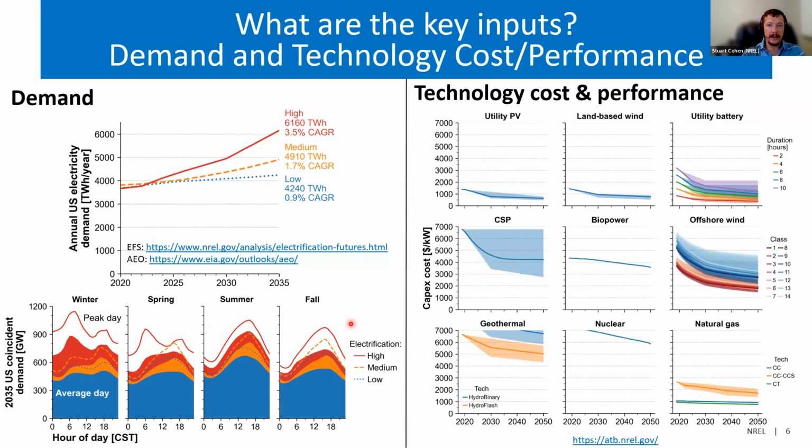before potentially aggregating to a more aggregate time slice resolution. And then another key input is obviously the cost and performance of the various technologies that are available to provide these various grid services.